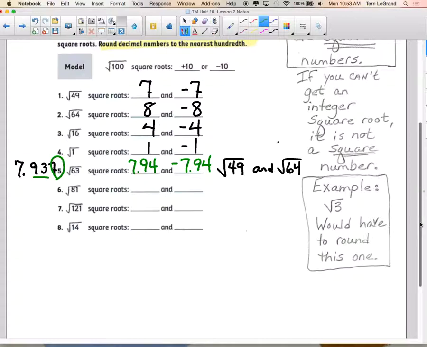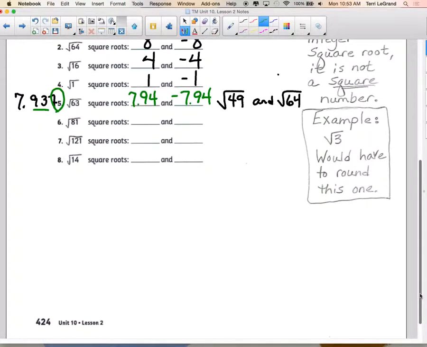Number 6. What are the square roots of 81? 9 and negative 9. What are the square roots of 121? 11 and a negative 11. I should have made Kaylee answer that one. The square roots of 14.